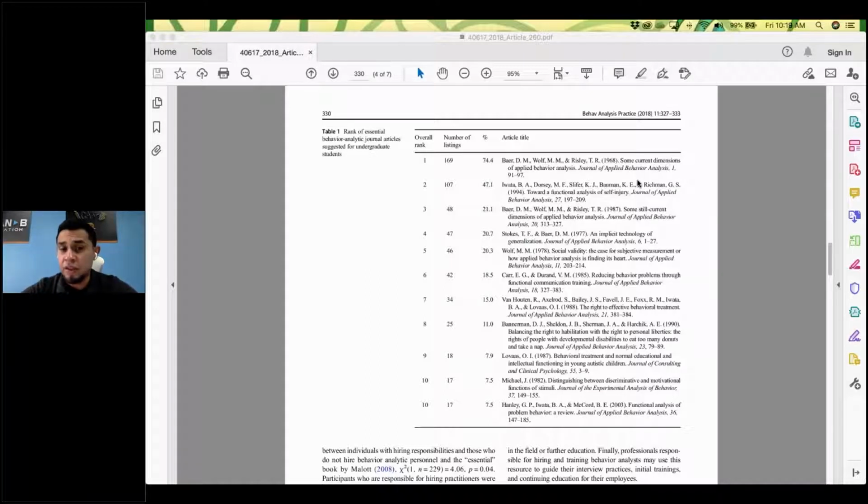I think that as an undergrad student, or at any level, people that are serious about the field need to for sure read that article. It was ranked number one, with 74% rating it at the top.